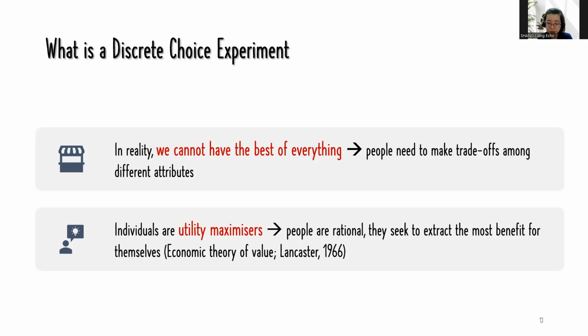It's also based on the economic theory of value, which assumes that individuals are rational decision makers. They are utility maximizers. We always go for the option that generates the greatest benefits or greatest utilities to improve our life, to improve our well-being. So by looking into individual choices, we will know which attributes we value the most, we prefer the most.